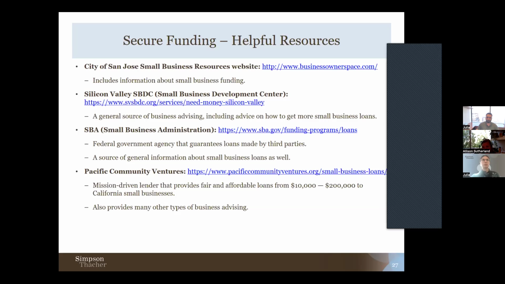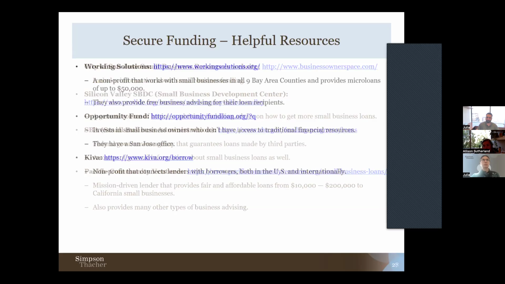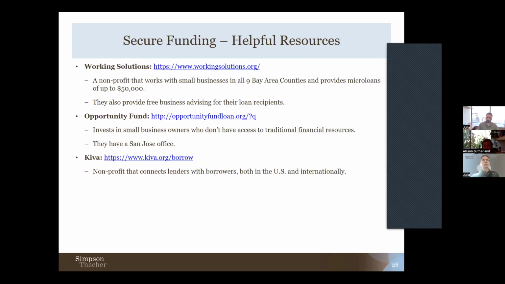There's Pacific Community Ventures. This is a mission-driven lender, and they provide loans that range from $10,000 to $200,000 to California small businesses, and it also provides other types of business advising. There's also this great organization called Working Solutions, which is a nonprofit in the Bay Area, and it provides microloans of up to $50,000. They also provide free business advice for their loan recipients. Opportunity Fund invests in small business owners who don't have access to traditional financial resources, and they also have a San Jose office. And then lastly, Kiva is a nonprofit that connects lenders with borrowers, both in the US and internationally.